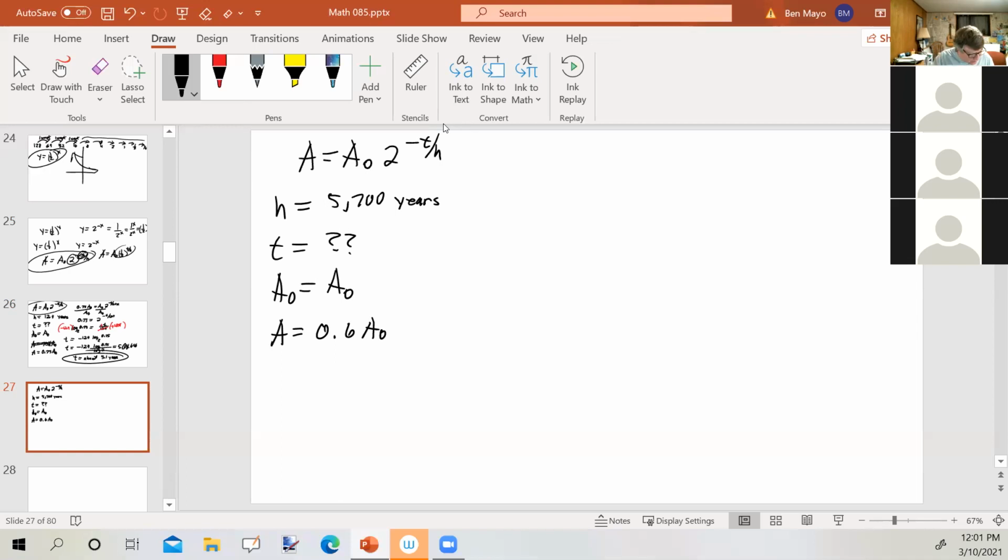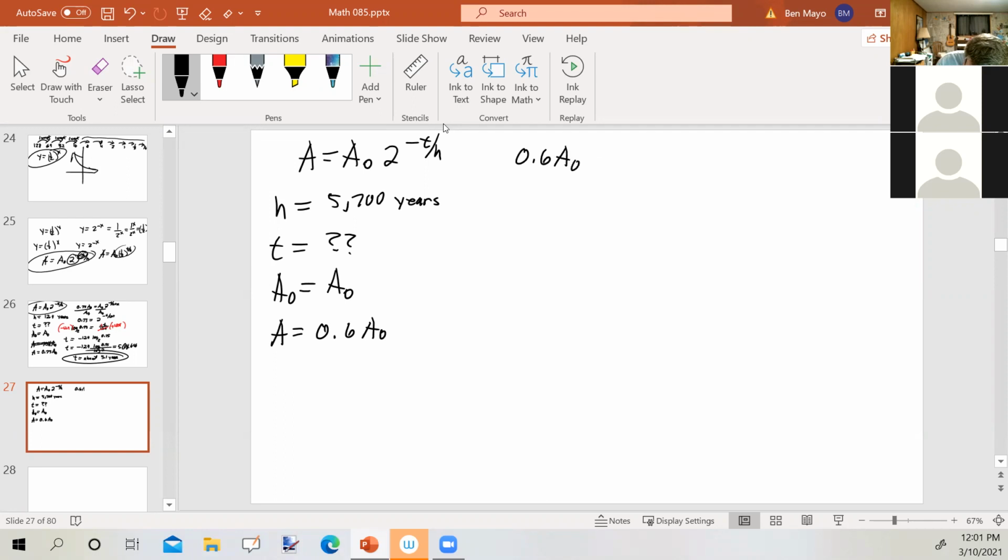Now, the first problem we did, it said 25% decomposes. So we lost 25%. We still had 75%. The reason I picked this problem is because it says it contains 60%. It doesn't lose 60, it has 60%, okay? Because that's a thing that students get confused about.